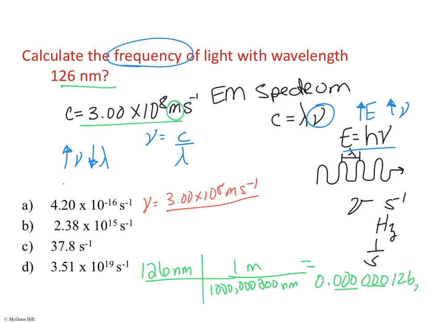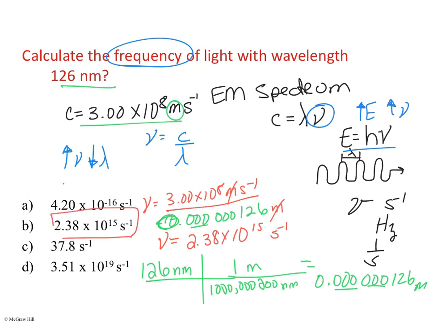And so that's meters. So now we divide 3.00 times 10 to the 8th by the meters, and you should get the frequency, which would be 2.38 times 10 to the 15th, and this is meters, and so these cancel out, and you're left with reciprocal seconds. So that would be B.